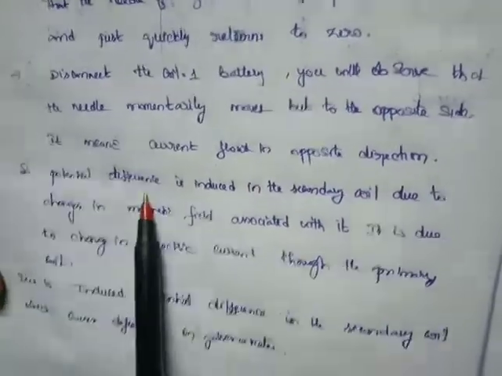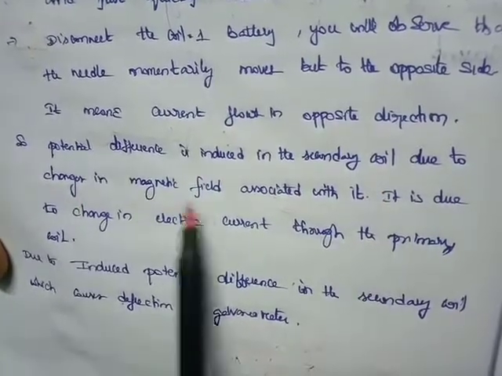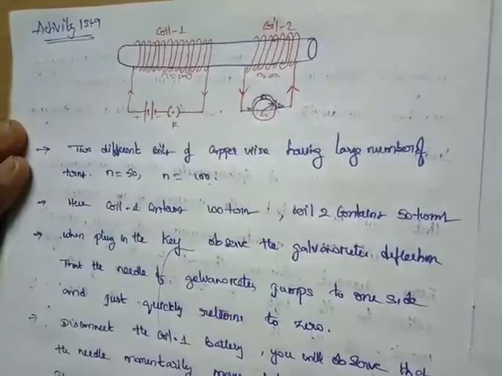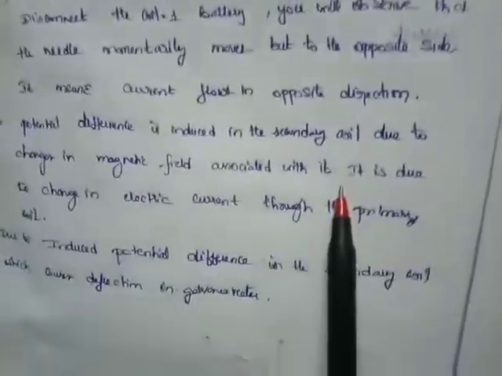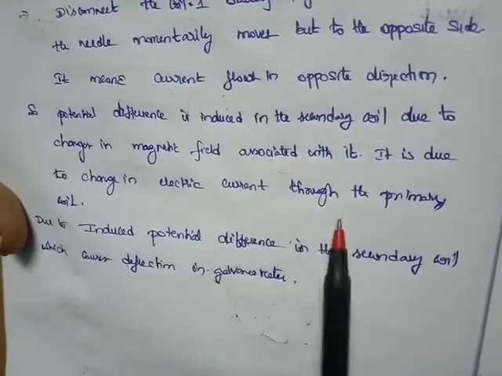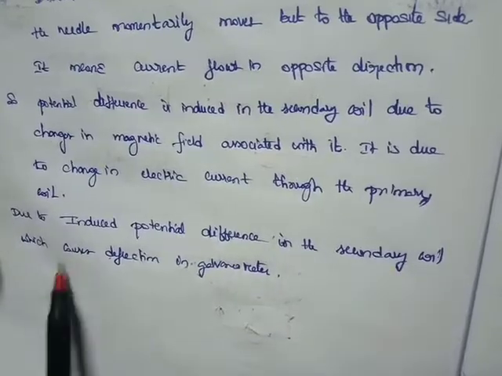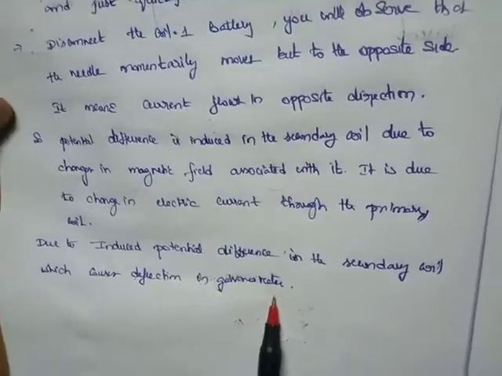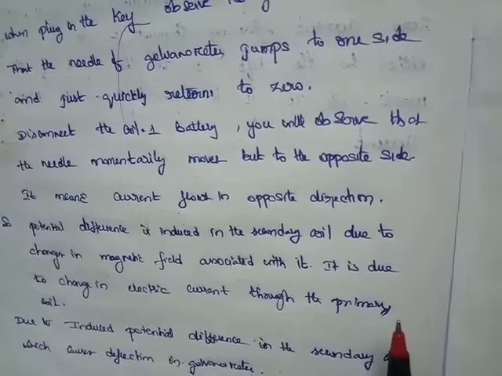This is because a potential difference is induced in the secondary coil due to changes in the magnetic field associated with it. Do you understand? See here, the potential difference is associated with coil 2, that means the secondary coil. It is due to the change in electric current through the primary coil. So the induced potential difference in the secondary coil causes deflection in the galvanometer. So briefly you have to observe activity 13.9 and write your notes.